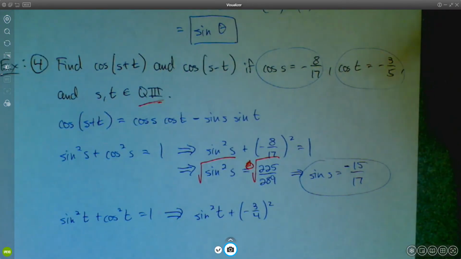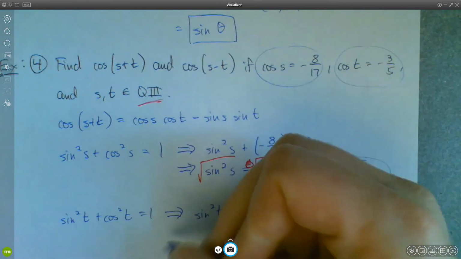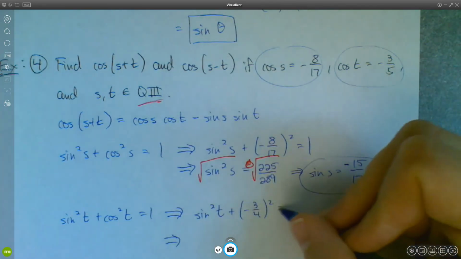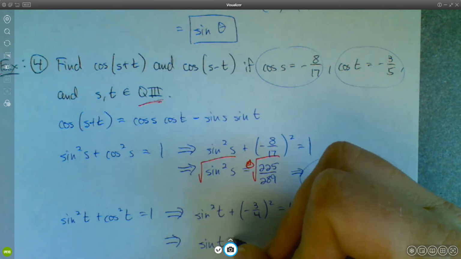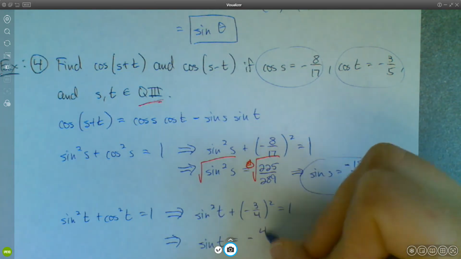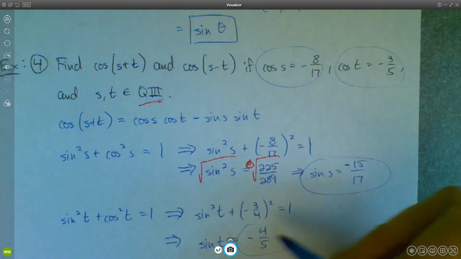if cosine is 3/5, sine's got to be 4/5, right? And since we're in quadrant 3, it's going to be negative 4/5. So you could finish up with the whole Pythagorean business here, but I know that you're going to get sine t equals negative 4/5. That's what we should get for sine t.